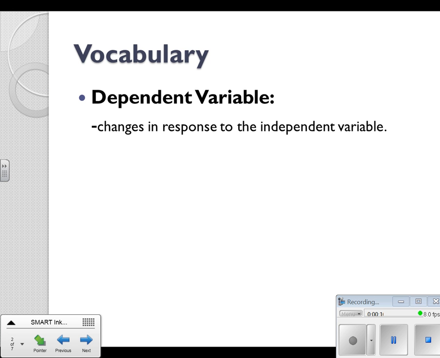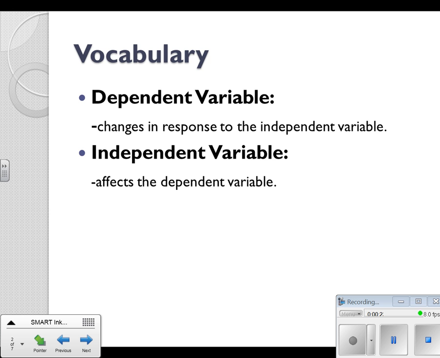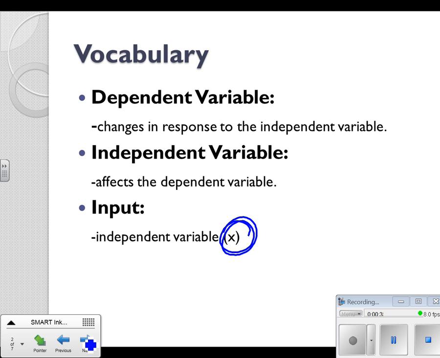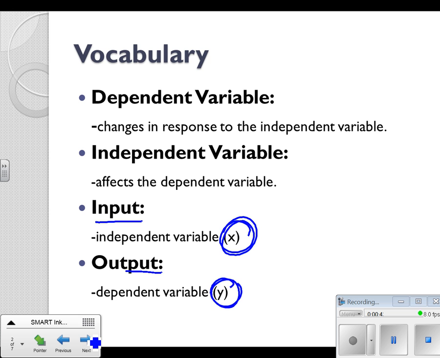In a linear function, you'll have a dependent variable that changes in response to the independent variable. That independent variable affects the dependent. The input is the independent. That is your x. Remember that. The x is your input, the independent, where the y is your output. That's the dependent variable. X is the independent. Y is the dependent.